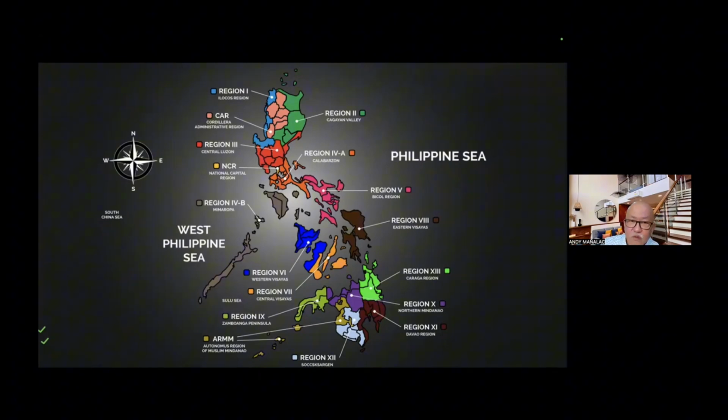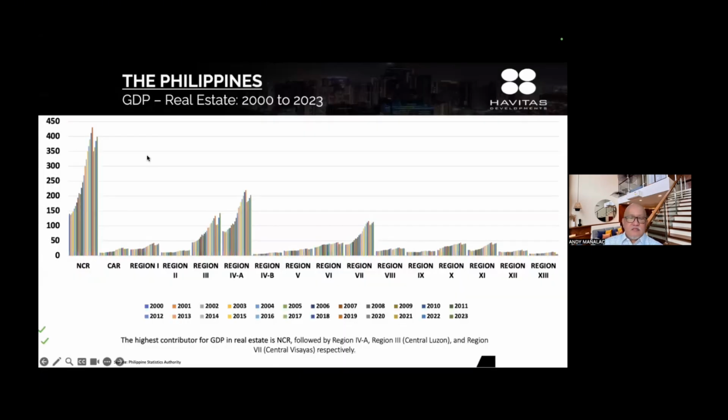And I will share with you later what affects the growth of those specific areas. So the GDP growth of real estate, again, you will see NCR 3, 4A, 6, 7, 10, 11 at different paces, but it shows the growth. So you can watch out for these areas and check out the developers. Where are they developing? Also in these areas.